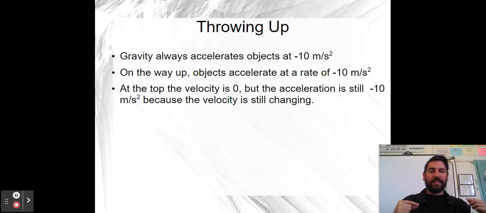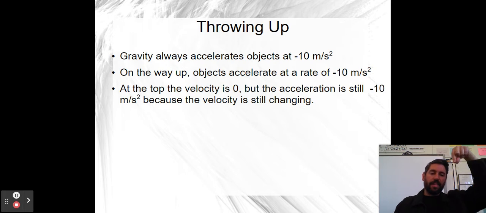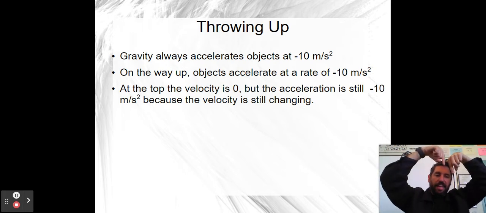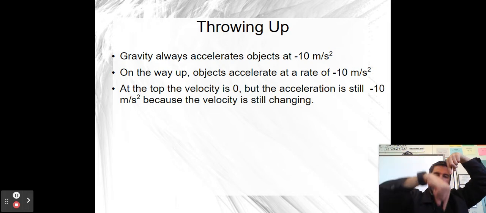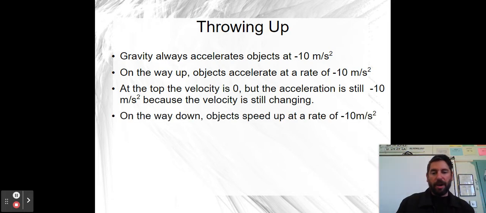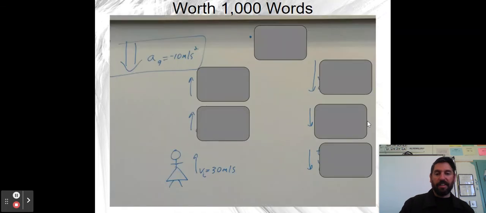There is still an acceleration, though. The acceleration is negative 10. And I think it'll make more sense on the next slide. So gravity's still pushing down. The velocity is now 0 at the top. And now it's going to start speeding up as it goes down. On the way down, objects speed up, but they're still accelerating at negative 10 because they're speeding up going down. So it's still negative 10.